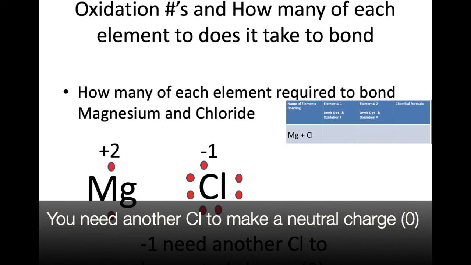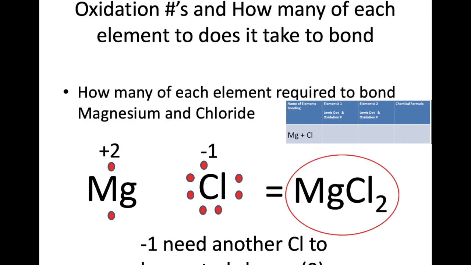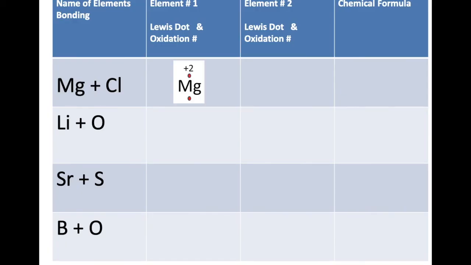Magnesium has a +2 oxidation charge, chlorine -1. In order to get those two things bonded together to equal 0, you're going to need 2 of those chlorine atoms. This means that if we were able to write an element out in its chemical bond name, we would have magnesium chloride 2. So as you're filling in this chart, you should draw magnesium with its oxidation number above it and its Lewis dot structure. You're drawing chlorine and writing what is the chemical formula for this bonding of elements.